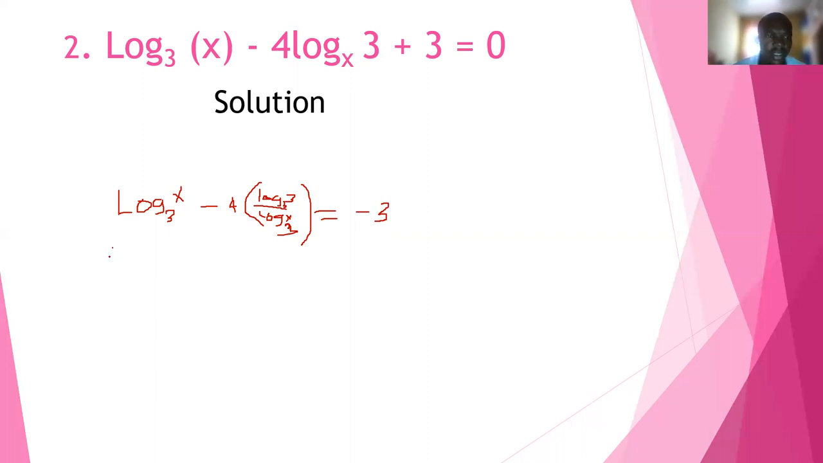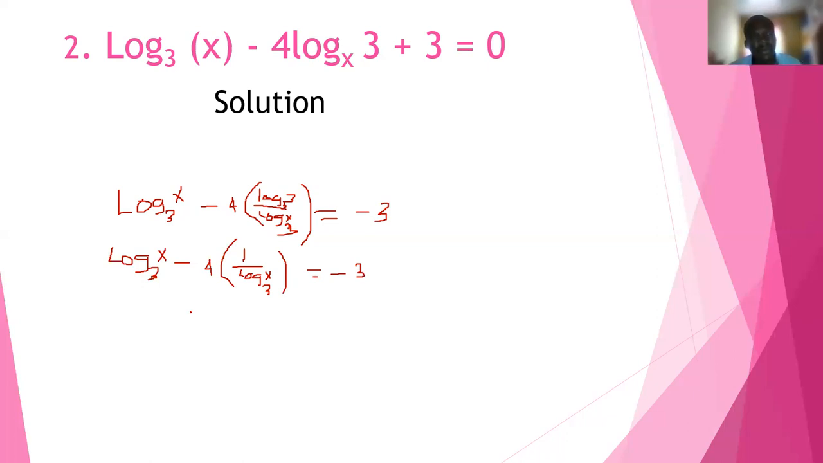So realize that we'll have log x base 3 minus 4 into log 3 base 3, which is the same as 1 over log x base 3, log x base 3, which is equals to -3.